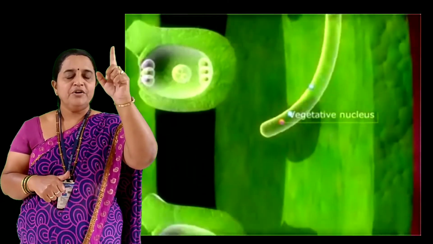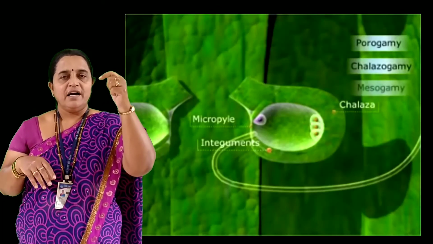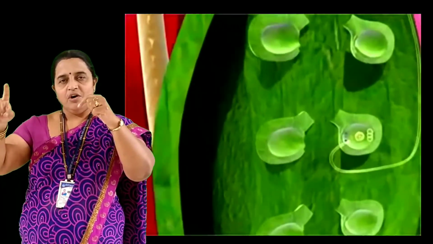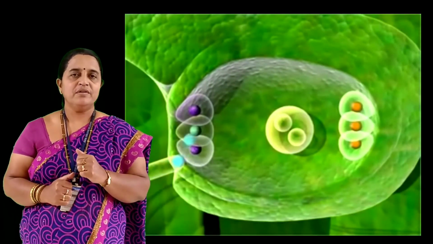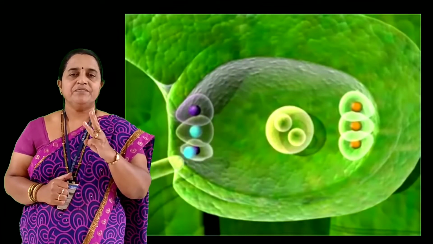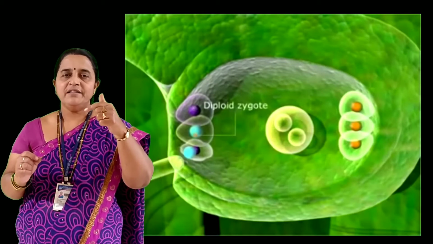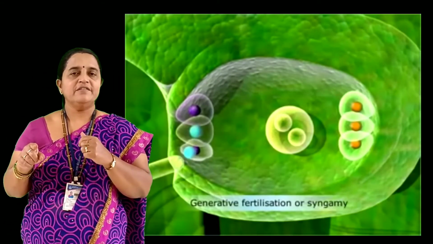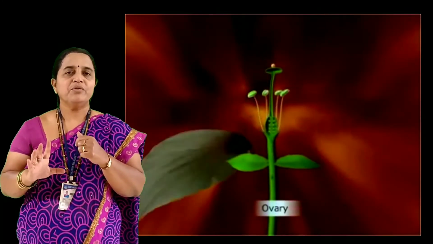Now as the pollen tube enters the ovary, there are 3 options. Either the pollen tube penetrates through the chalaza or through the integuments, or it can enter through the micropyle. It depends on the position of the ovule. This entry is classified as chalazogamy, the pollen tube entering through the chalaza. If it enters through the integuments, it is called mesogamy, and when it enters through the micropyle, it is porogamy.